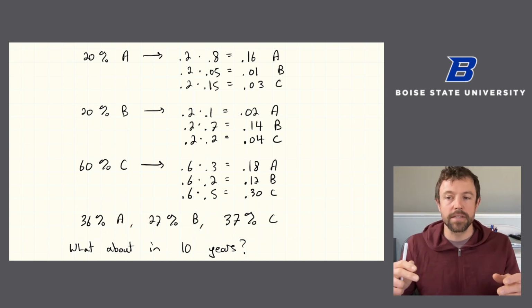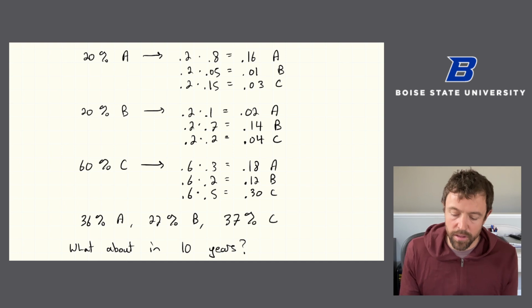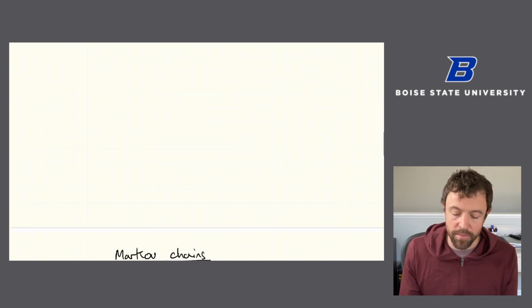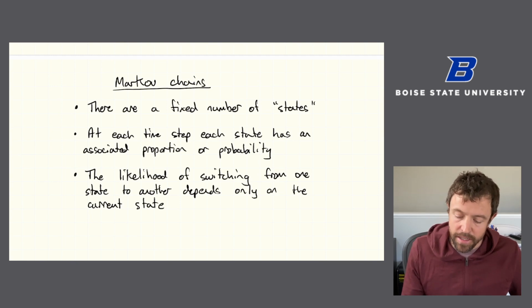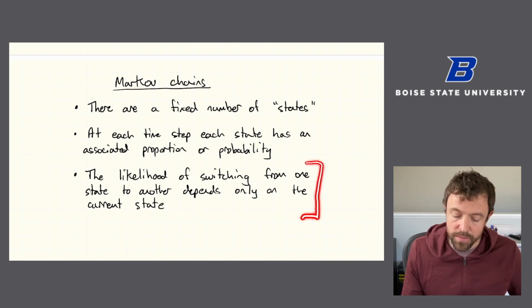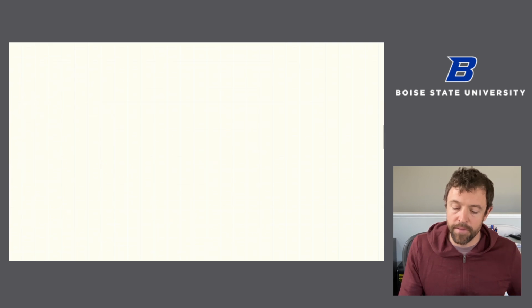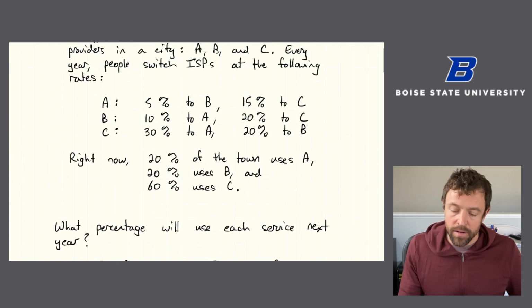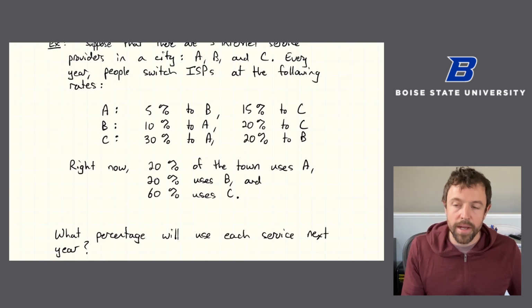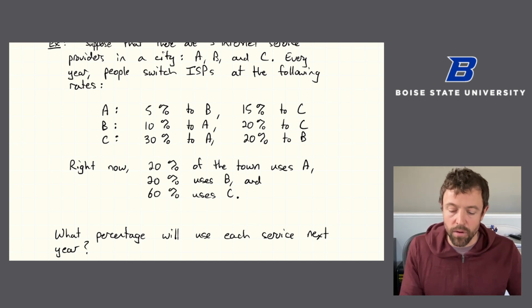So we have these states, and at each time step, some percentage or proportion will be in each state. We can think of that as a probability. And then the really important property is that the likelihood of switching from one state to another depends only on the current state. Right, so here, where you end up next year, the ISP you have, depends only on where you are right now.